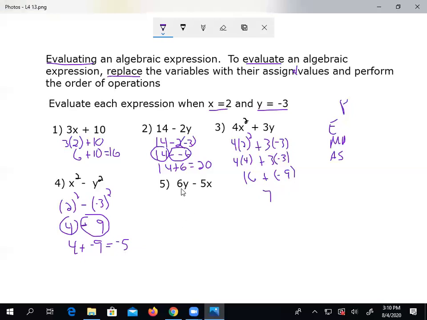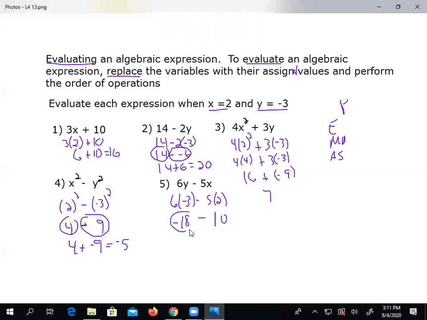So I have 6y on this one. That's going to be 6 times negative 3. And then you're subtracting 5 times 2. So multiplication goes before subtraction. So 6 times negative 3, that's going to be negative 18. 5 times 2 is 10. Now I have negative 18, take away 10.